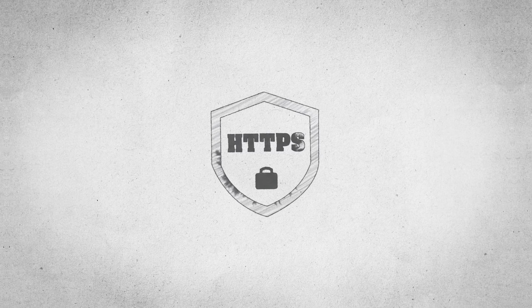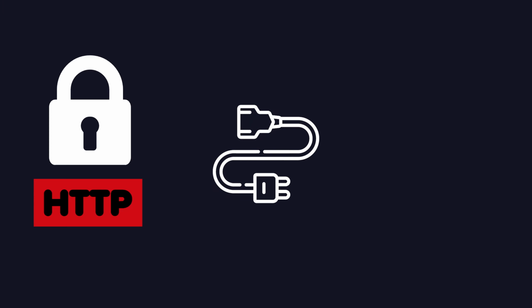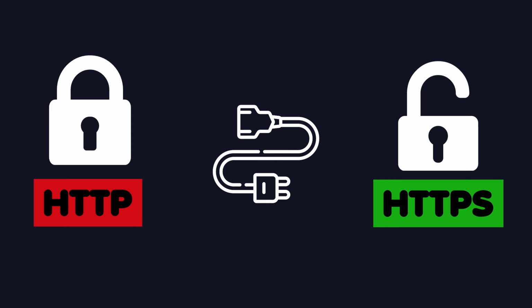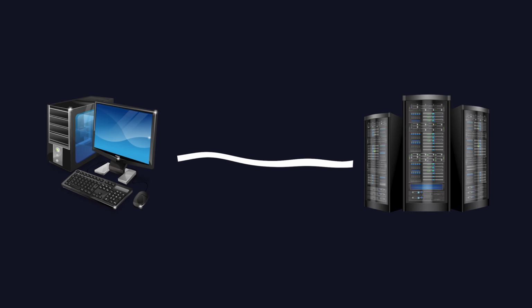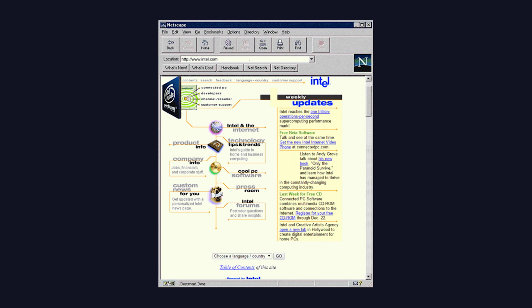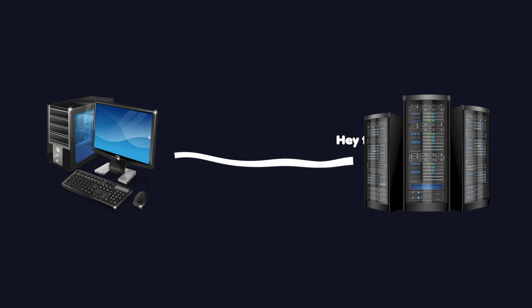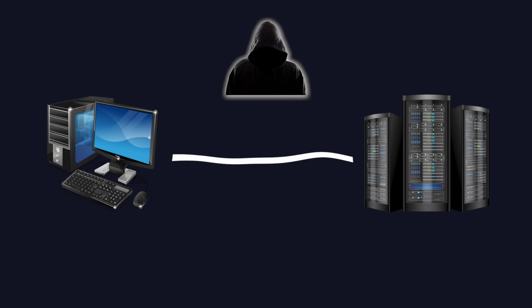Hypertext Transfer Protocol Secure is an extension to HTTP allowing for secure communication between you and another computer. In the early days of the internet, everything was going unencrypted over the wire, meaning that a man-in-the-middle attack, where someone is just listening to the traffic, was very easy to do.